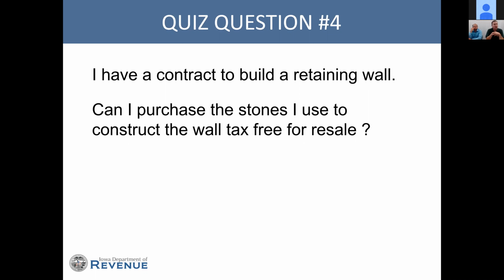In that situation, you are acting as a construction contractor. You must pay tax up front, either a sales tax or a use tax, depending on circumstances of the transaction, included in the price to your customer. Collect no tax from your customer. Alrighty, here we're back to the poll.